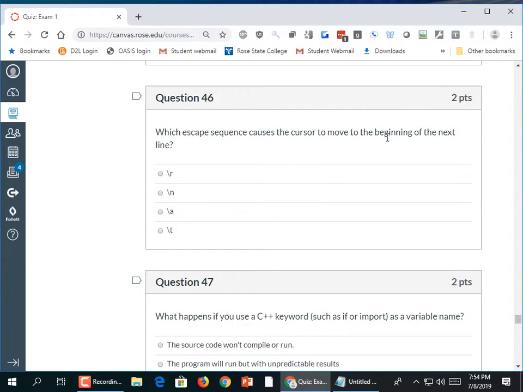Which escape sequence goes to the beginning of the next line? We use it all the time. \n goes to the beginning of the next line.